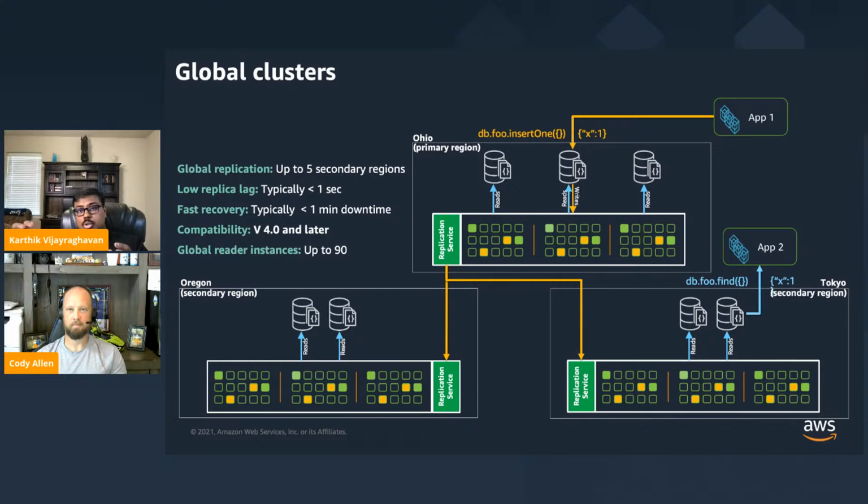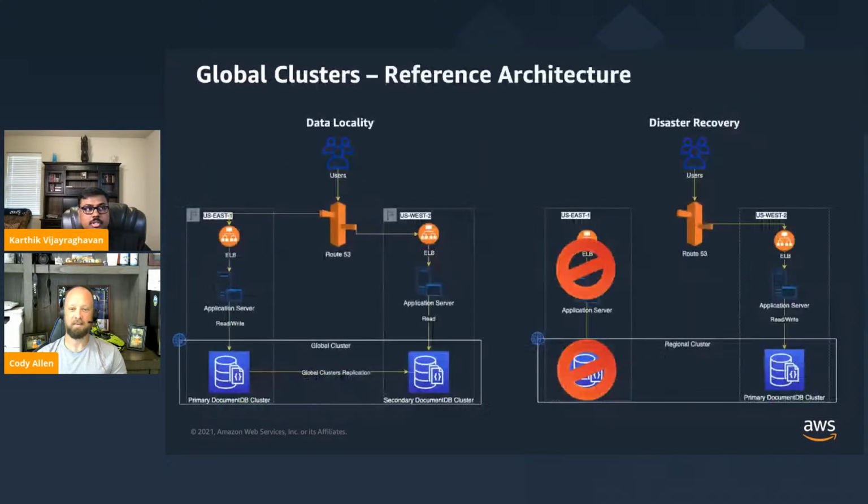So your applications in Tokyo now can read data that was written in Ohio in less than a second latency. So providing a very good use case for data locality, where you can now do local reads for your application that is globally distributed. That's again a great feature for resiliency.